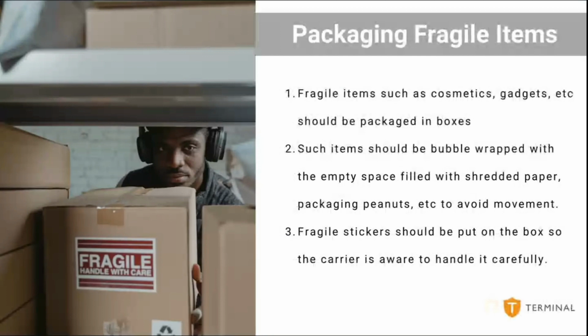So packaging of fragile items, we have fragile items such as your cosmetics, your gadgets, and the likes. These should be packed in boxes, right? Such items should first be bubble wrapped. So you should first wrap them with the bubble wrap and then put it in your box. And the empty spaces that are there should be filled with your shredded paper or your packaging peanuts. This ensures that in transit, it doesn't move around. Everything just stays in one place, right?